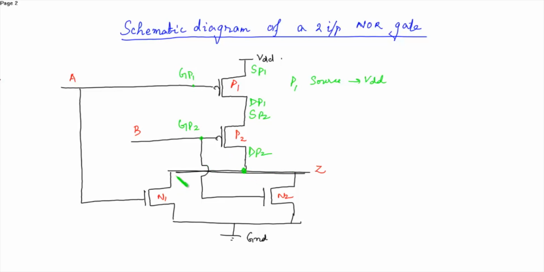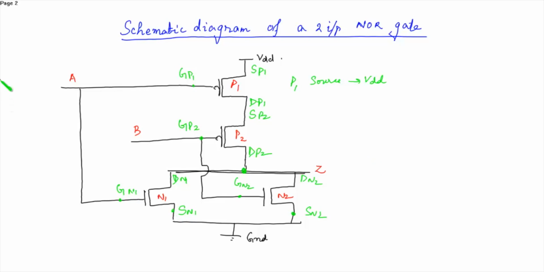So this is again the drain of N1. This is the source of N1. This is the gate of N1. This is the drain of N2. This is the gate of N2, and this is the source of N2.